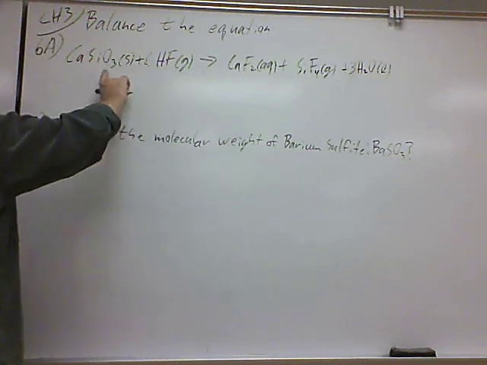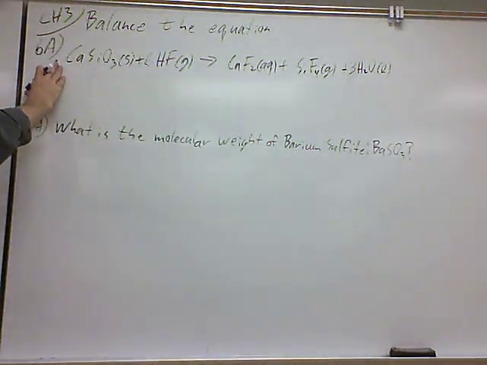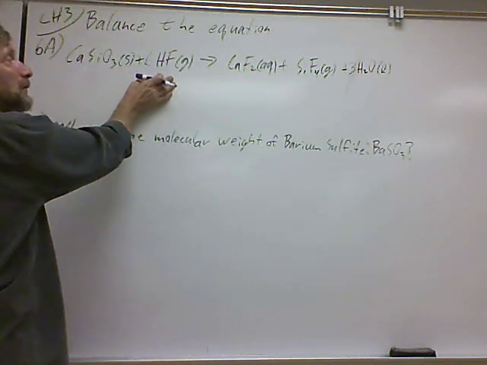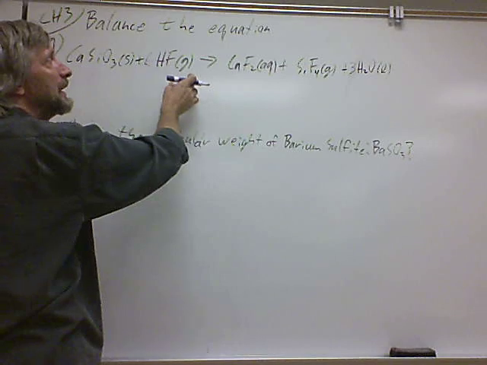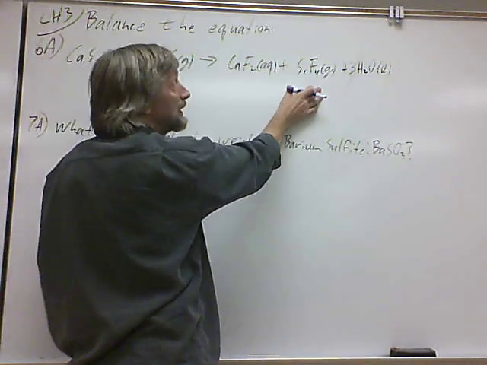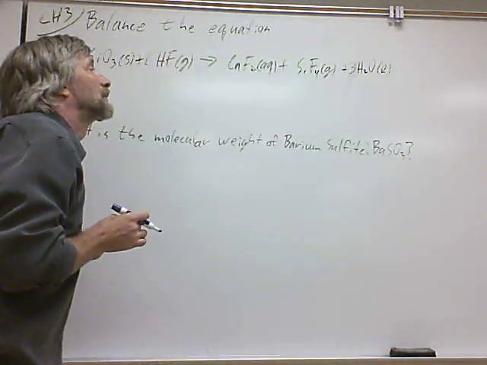And the ratio here, the coefficients are molar ratios. So this means that we have a mole of calcium silicate reacting with 6 moles of hydrogen fluoride to produce 1 mole of calcium fluoride, 1 mole of silicon tetrafluoride, and 3 moles of water.